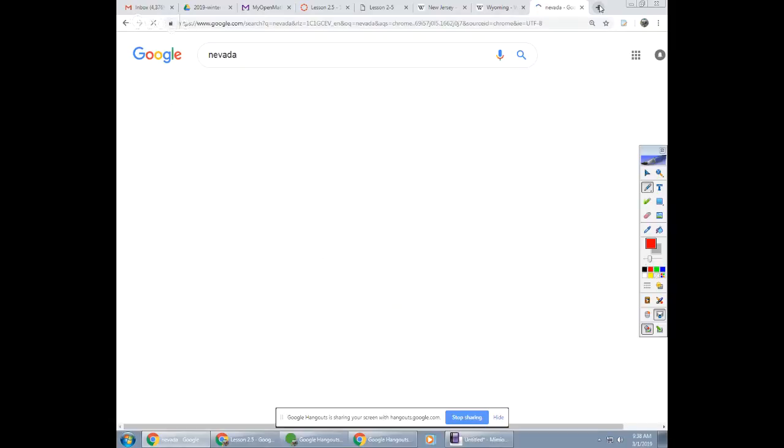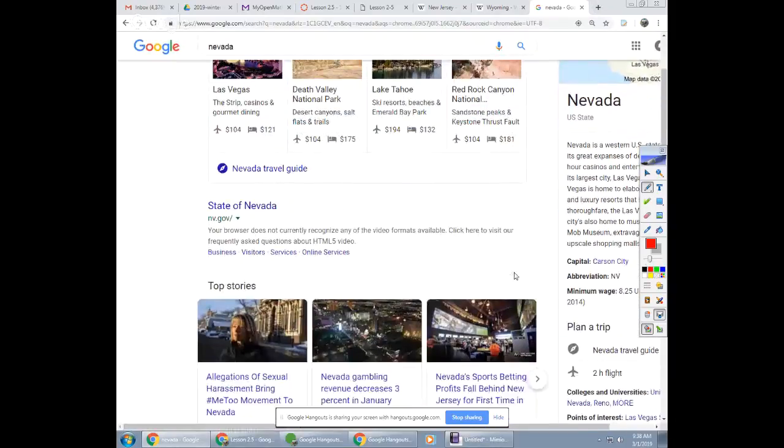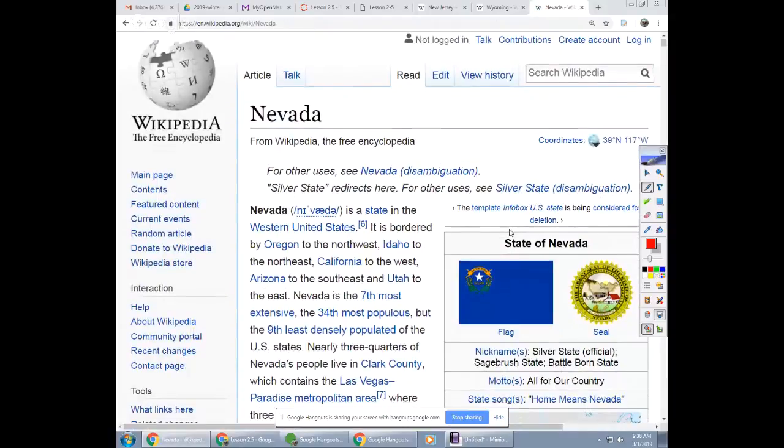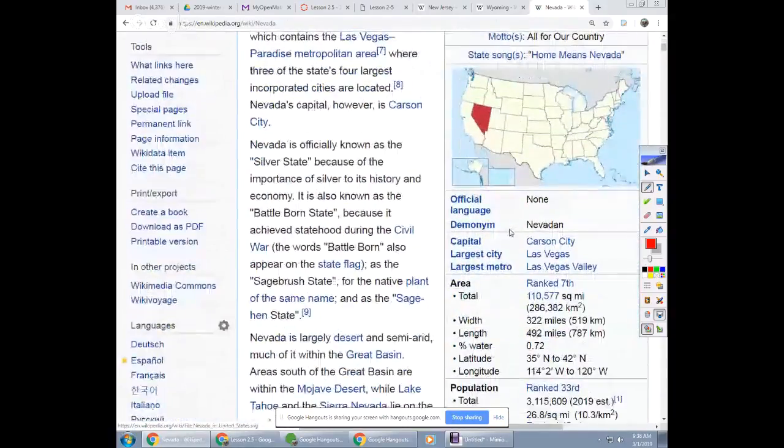Montana is probably pretty similar to Wyoming because they're about the same. Wikipedia, I love Wikipedia. It's such a great site. Yeah, I go to Wikipedia a lot for a lot of things.